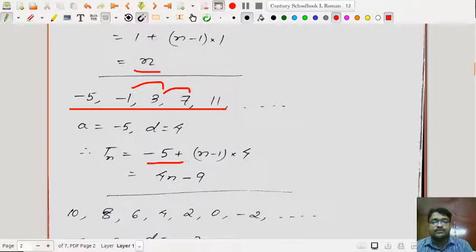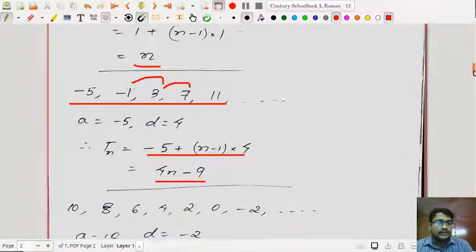If you put it in the formula, the nth term is 4n minus 9. You can put n equal to 1 and see that you get the term as minus 5, since 4 minus 9 is minus 5. If you put n equal to 2, it is 8 minus 9, that is minus 1. So the general term is 4n minus 9.